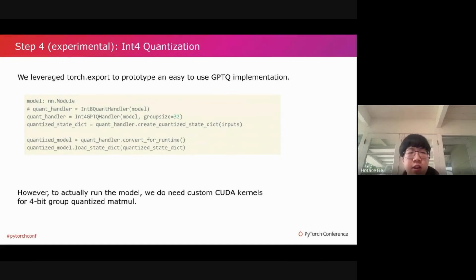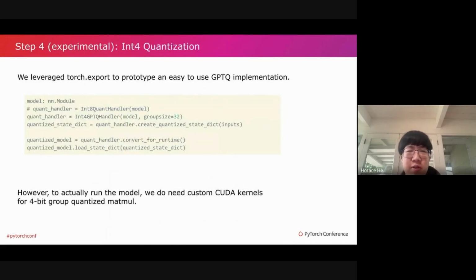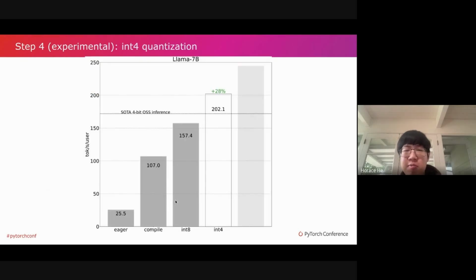Yeah. So other than speculative decoding, what else can we do? The next thing we can do is go to int4 quantization. In this case, unfortunately, to actually run the model, we do need custom CUDA kernels for 4-bit group quantized matmul. Jeff Johnson wrote these for us internally, and they're very good, but it does require more custom CUDA expertise.